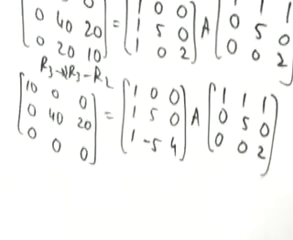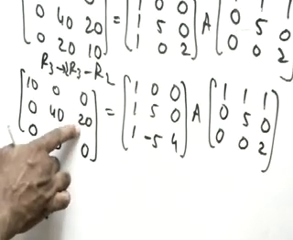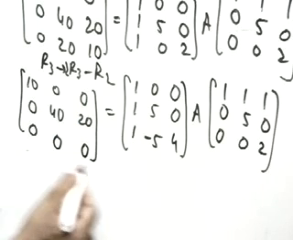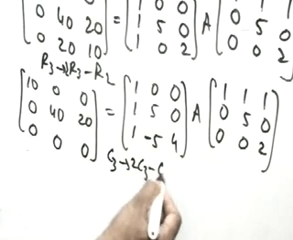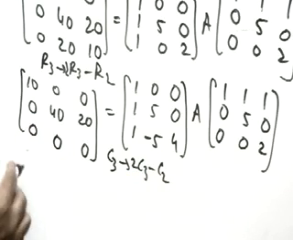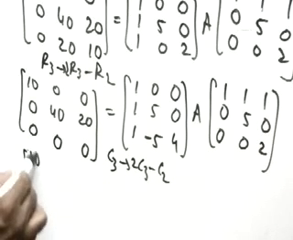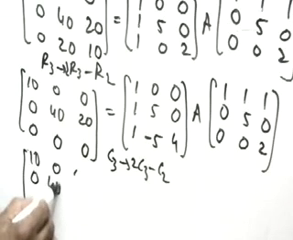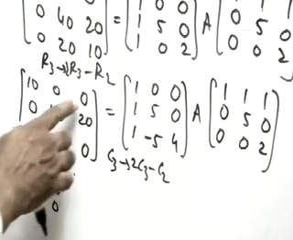One more step, let me change. Now the next step is we have to make this one 0. This is C3, no? So C3 implies 2C3 minus C2. 2 into 40 is 80, minus 40 is 0. So let me write this one as it is, 10 0 0, 40 0 0.